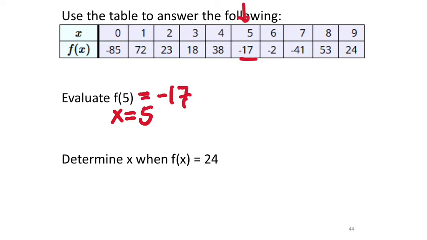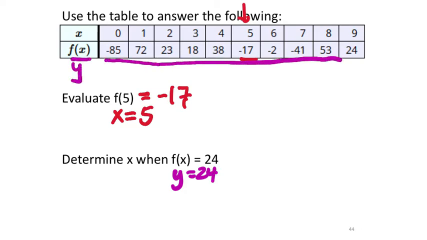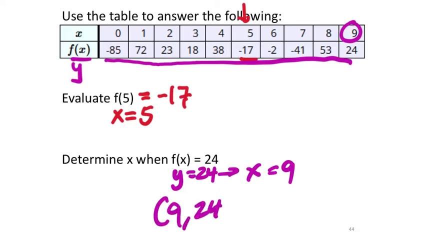Next up, it says f of x equals 24. That's really y equals 24, and f of x there is y. So I'm just looking in this row for 24. It's at the very end there. Its corresponding x value is 9. Or it would be the ordered pair 9, 24.